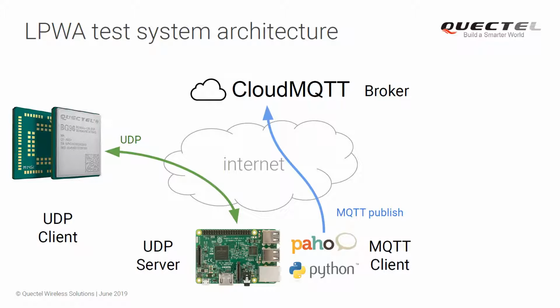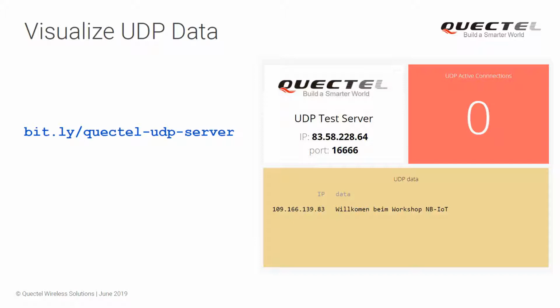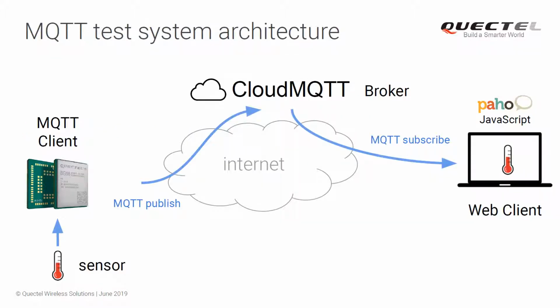Then the server is also an MQTT client that will publish this data to an MQTT broker, a free broker called CloudMQTT. And then using your own laptop or smartphone, you can connect to the same broker, subscribe to this topic, and you will see live data from the module. This is how the page looks. So this is the link. You will need access to see live data from the module. And the second test will be MQTT. So we'll publish MQTT messages directly from the module to this broker and see them on the web client.